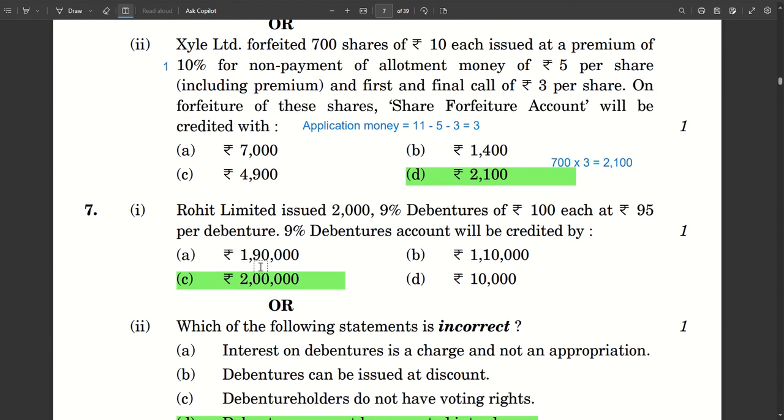Next one that we have: Rohit Limited issued 2000 9% debentures of 100 each at 95 per debenture. 9% debentures account will be created by. Again, conceptual understanding here. 9% debentures account will always be created with the face value. Don't be confused with this 95 given here. That's given to confuse you. Face value 2000 into 100 is 2 lakhs.